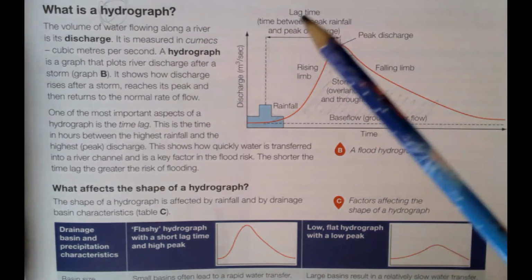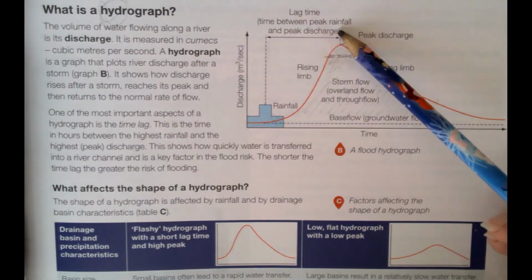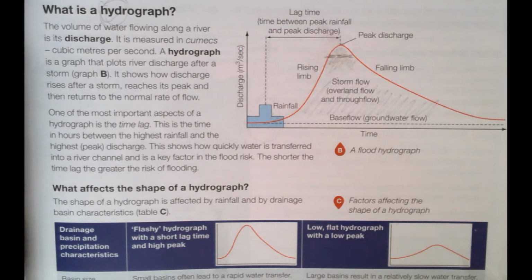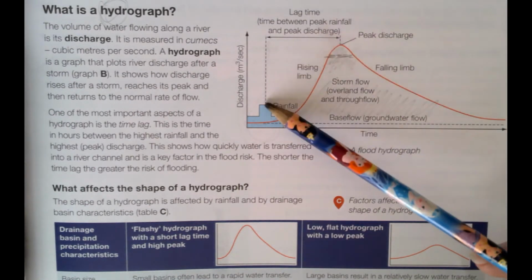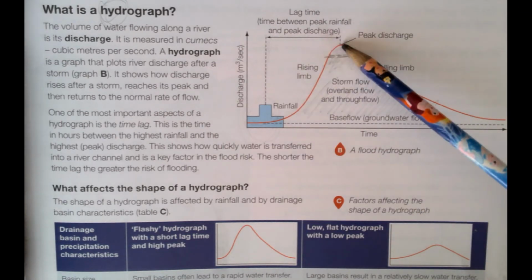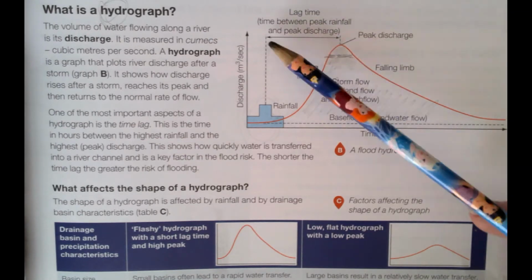Now, the time between the peak rainfall and the peak discharge is called the lag time. If you've ever been walking with your friends and your friend's been slow and you've said, come on, you're lagging, basically that means catch up, you're behind. So a river is always behind the rainfall. It doesn't rain and the river fills up instantly at the same time. The river will always take a bit longer to fill up. But some rivers have a short lag time and some rivers have a very long lag time.